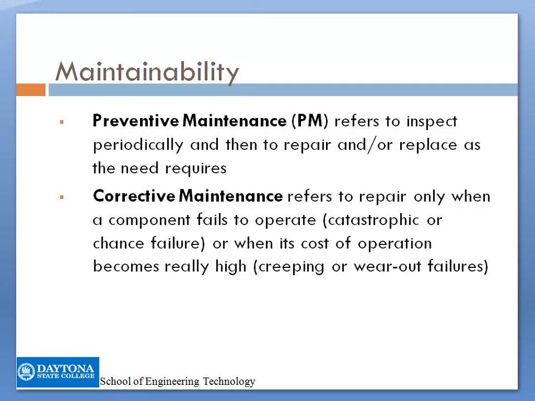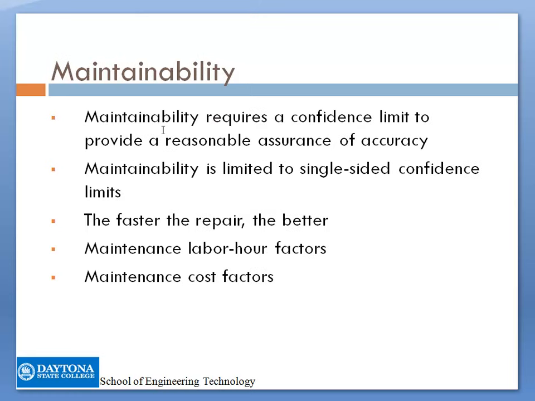Preventive maintenance refers to those that we have to do periodically and in which we have to repair or replace as the needs require. When we have corrective maintenance, this refers to repairs only, and only when a component fails to operate, or when the cost of operation becomes really high, because it's at that wear out stage of the bathtub curve. Maintainability requires a confidence limit to provide a reasonable assurance of accuracy.